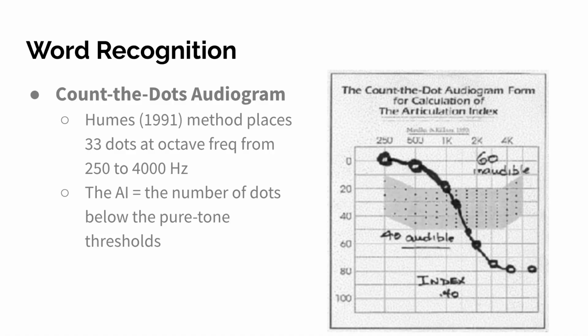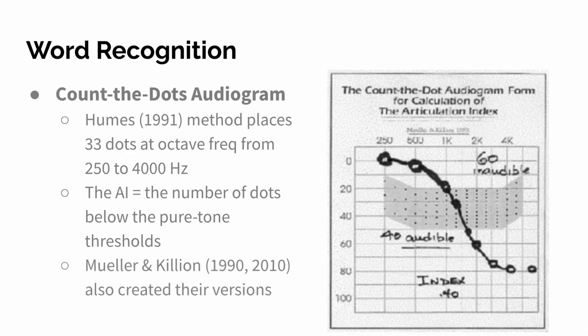60 are audible, 40 are inaudible. So 40% would be your speech intelligibility index. Not sure why the 40 is on the left and the 60 is on the right. That should be reversed.